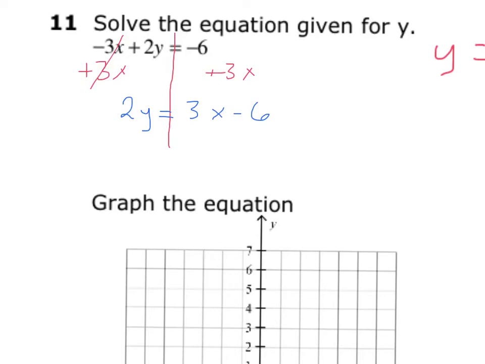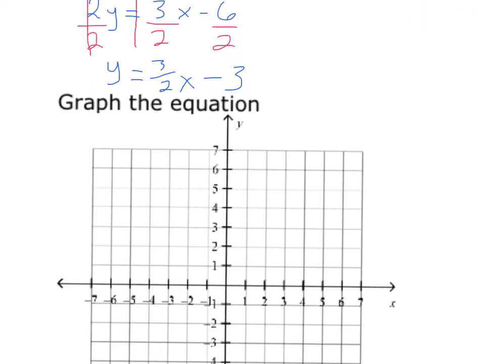Then from there, I need to get rid of the 2 by doing the opposite. So it's 2 times y. So we will do the opposite operation. We will divide by 2. So here, 2 divided by 2 is 1. So I get 1y equals 3/2 x. That's a simplified fraction. And then -6 divided by 2 gives me -3. So now I'm going to take this equation that's in slope-intercept form, and I'm going to graph it on the graph.